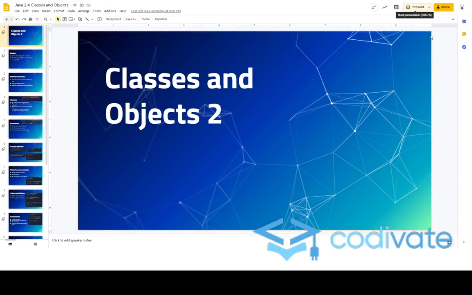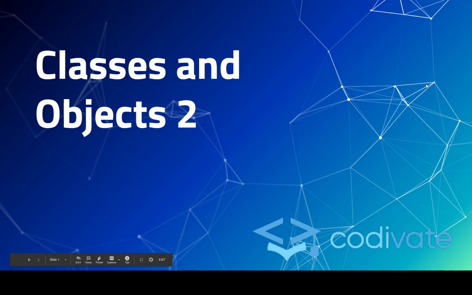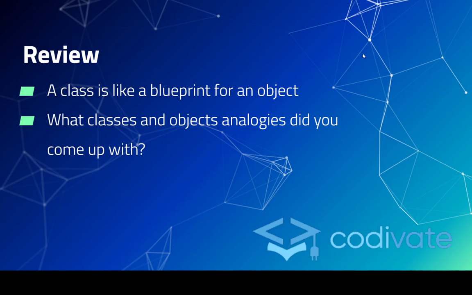Hello, this is lesson 4 of Intermediate Java, and today we're going to look at the more concrete concepts of classes and objects. Last lesson we talked about the analogies with classes and objects and the overall concept of what a class and object is.